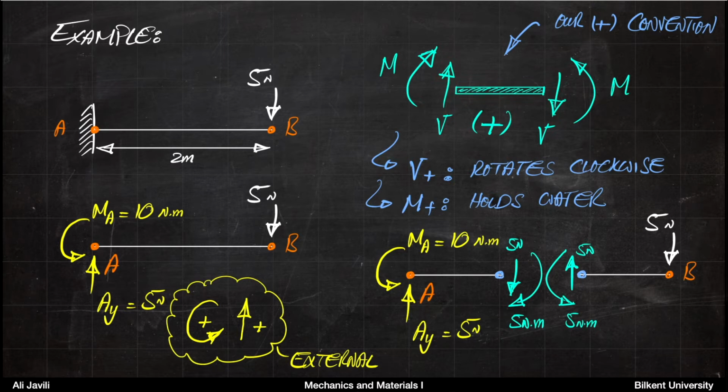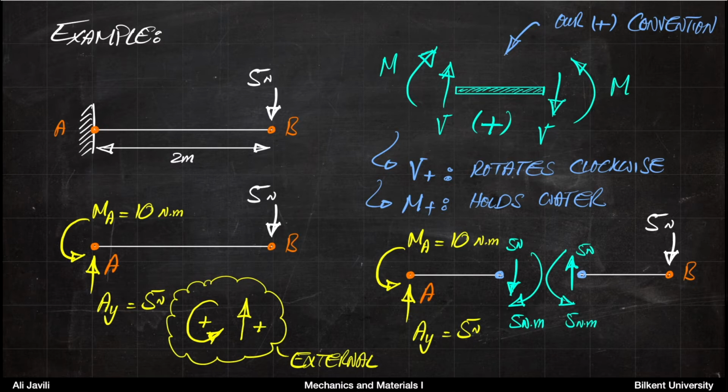So if you look at it, it just feels that it wants to rotate this clockwise. So this would be the way to memorize it. The plus direction for V would be such that it wants to turn that member clockwise. The plus direction for moment is such that it wants to bend the beam that holds water. So let's say if it's a bowl or something, it wants to bend it such that it holds water. Okay, so it's like that.